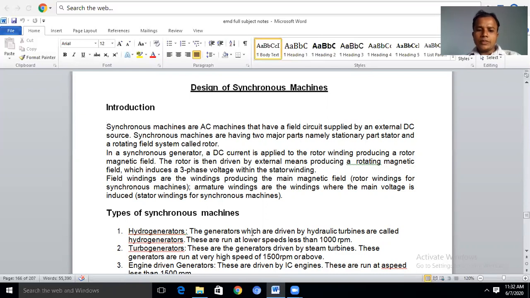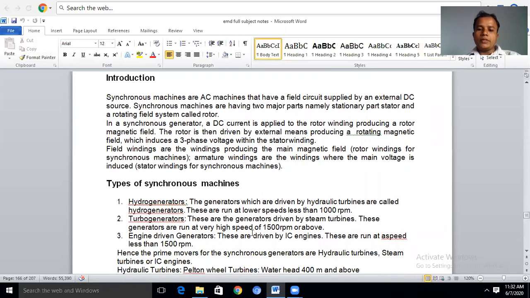Coming to the types of synchronous machine, there are mainly three types. One is the hydro generator, which we use in hydroelectric power plants. These run at lower speed, less than 1000 rpm. Then the turbo generators, which are driven by steam turbines. Normally the synchronous machines we use in thermal power plants are turbo generators. These run at very high speed of 1500 rpm or above.